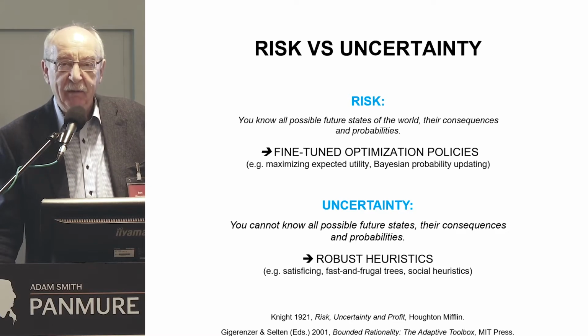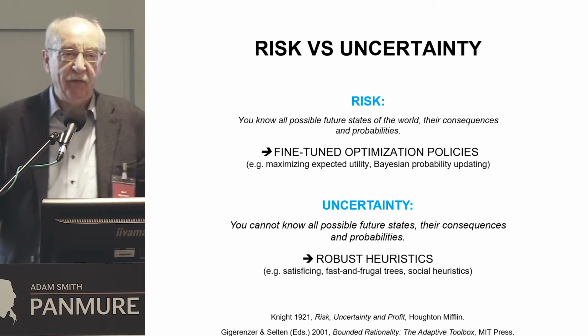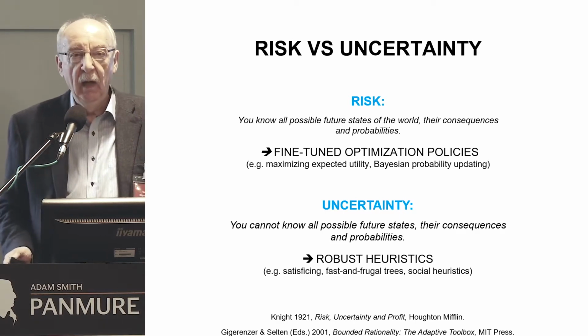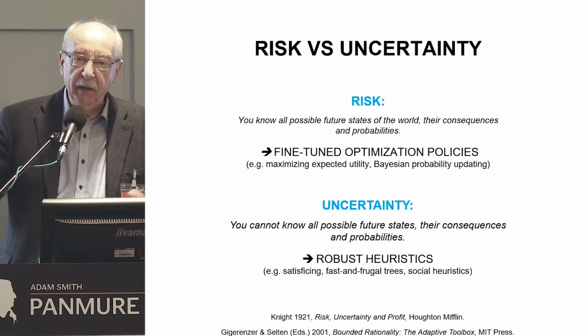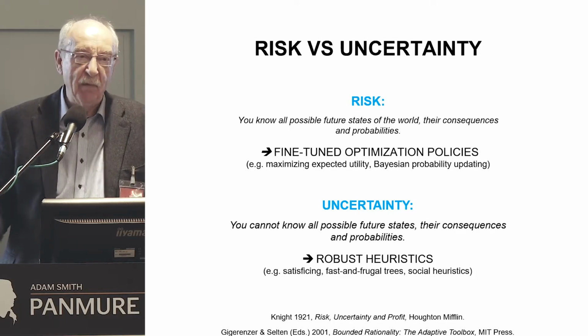So let me start with how a baseball player catches a fly ball. It's the same as dogs do it. So there are two visions. One is, it's a complex problem, so we need a complex solution. So what is the complex solution?